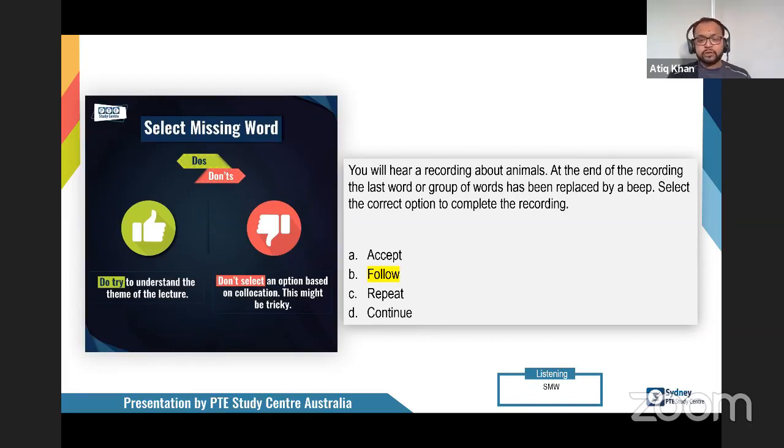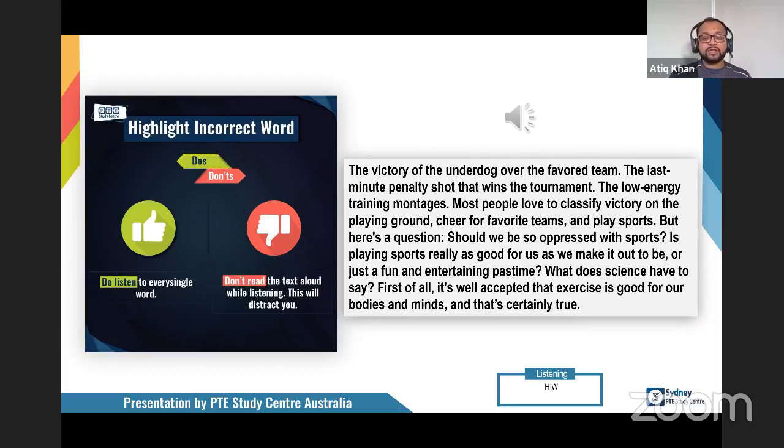We move along to the next question type. It's in context of the entire exam. It's quite important towards your reading section, even though it is a listening question type. So highlight incorrect word constitutes significantly towards your reading section, okay? And it also has certain contributions towards your listening section. So what should we do and what should we avoid?